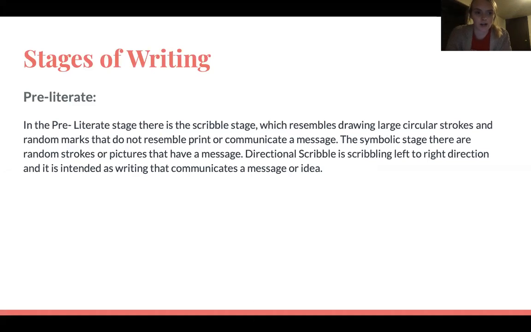So, to get started, your students will be learning about the stages of writing. We have our pre-literate stage. Your students are probably mostly past this part, but in the pre-literate stage, they're kind of scribbling, giving directional scribbles from left to right. Some of them are not past it, and it's totally fine. We're going to work on getting them to the next stage.